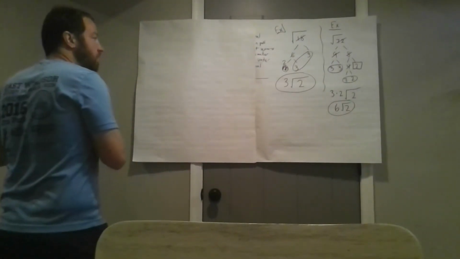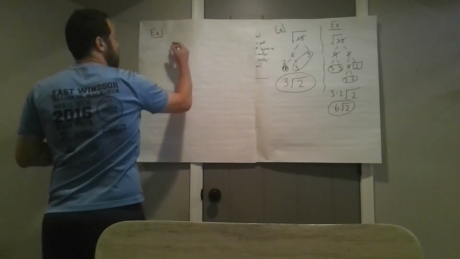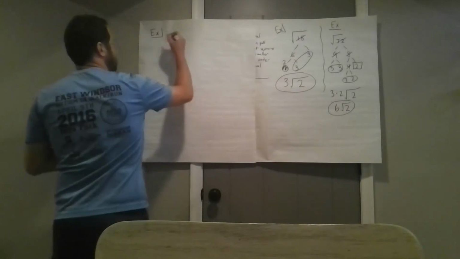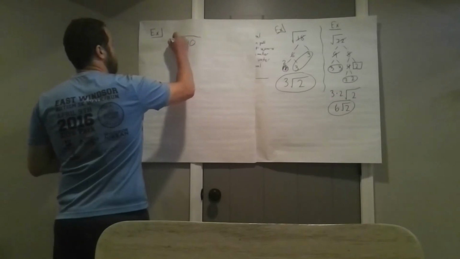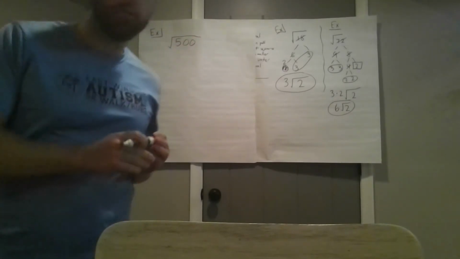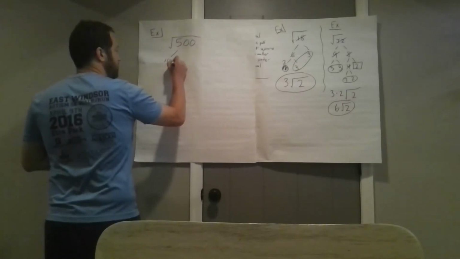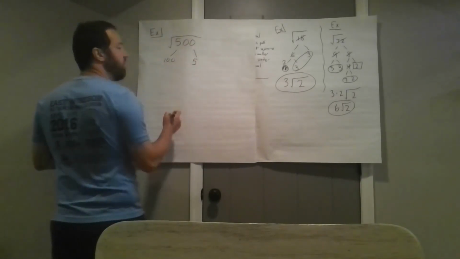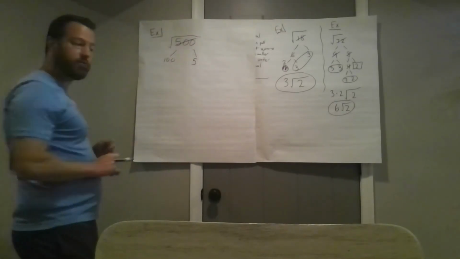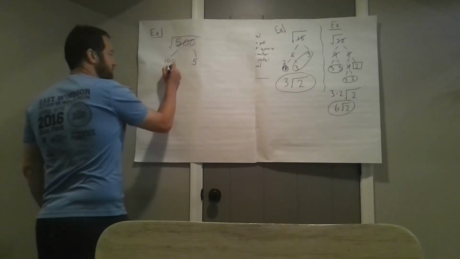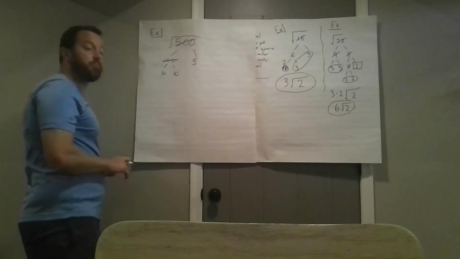All right, let's try a few more. Let's try some big numbers. Let's go with square root of 500. Let's go with 100 times 5. All right, done with the 500, so I cross it out. 100 is 10 times 10. Cross it out, I'm done with it.